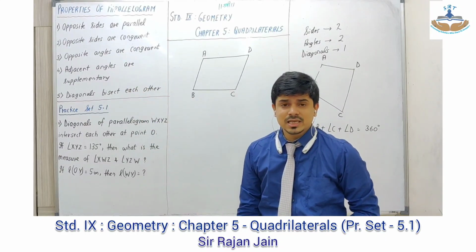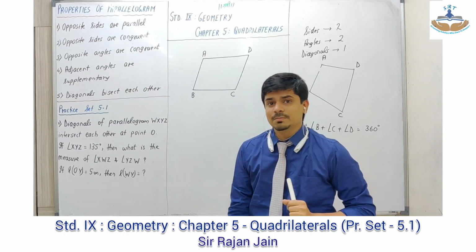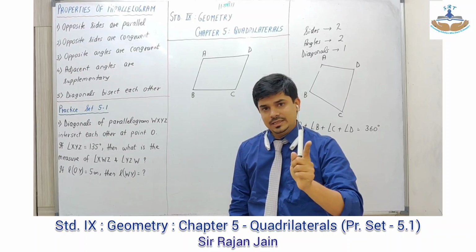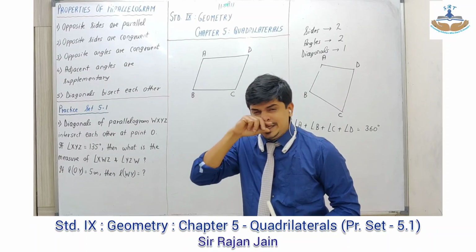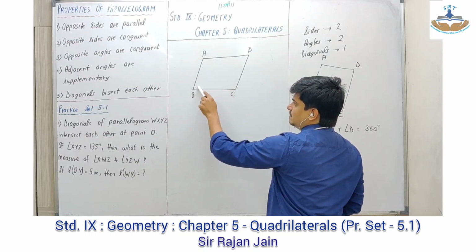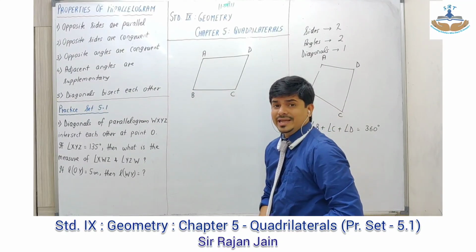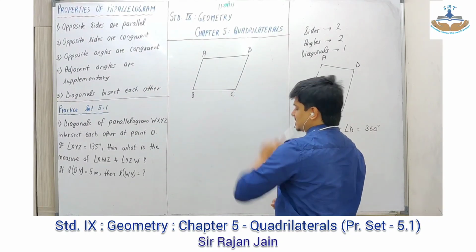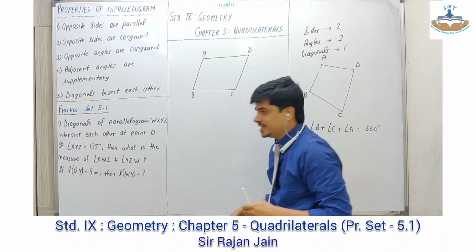Then adjacent angles are supplementary. Adjacent का मतलब क्या होता है? आजू बाजू वाला angle. Supplementary का मतलब क्या? Addition is 180 degrees. Means angle A plus angle B is equal to 180 degrees, or angle B plus angle C is equal to 180 degrees.